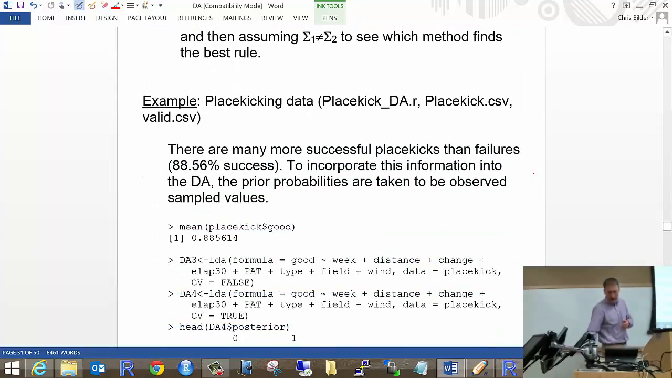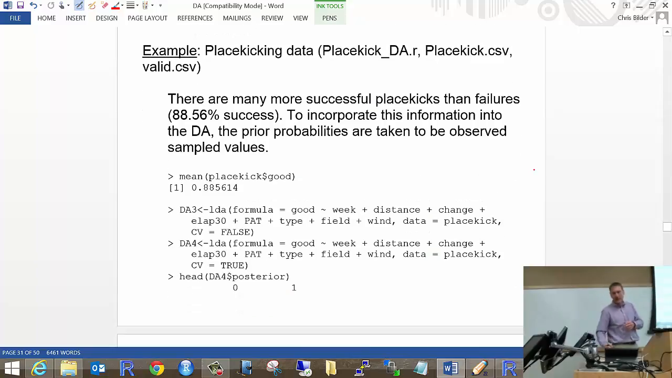Okay, so let's actually finally get to an application with the place-kicking data set. Now you will notice in this data set, about 89% of the observations are successes. So it might make sense to take that into account when you do your discriminant analysis. And in fact, what you will see, we get better results when we do take it into account.